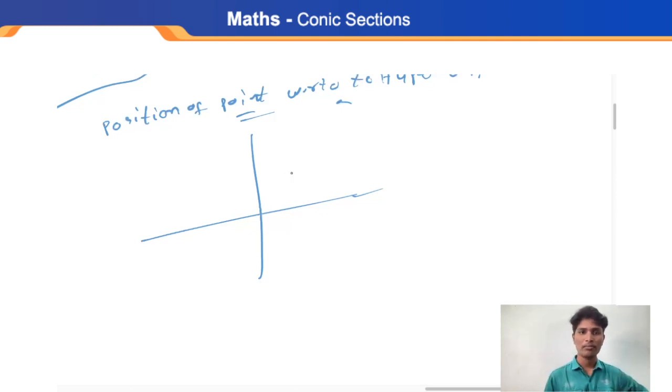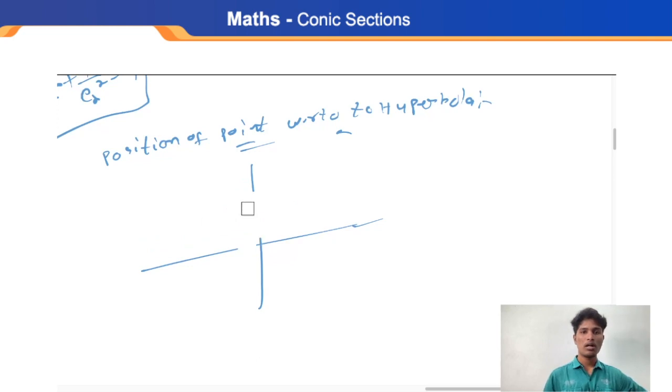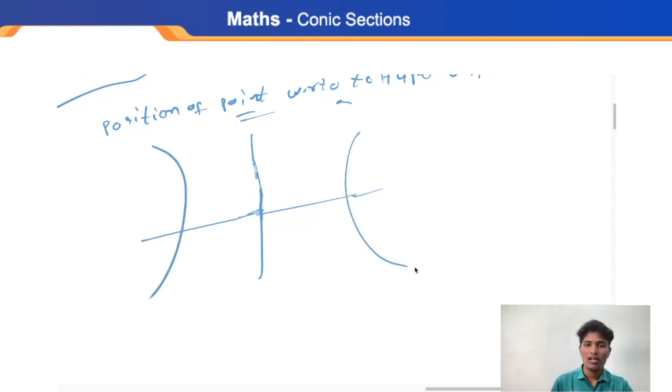It is very important. Sorry, I am drawing the hyperbola. You may confuse the hyperbola and ellipse. Position of point. Suppose I take this hyperbola: this is an inside point, this is an outside point, and this point is on the hyperbola.